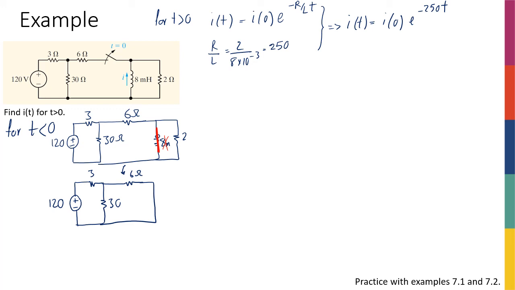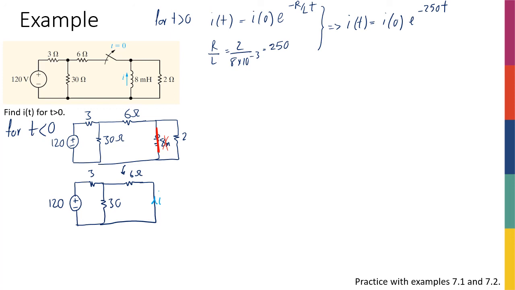Now, although I replaced my inductor with a short circuit, I know that the current of the inductor is here. So this is the I that I'm looking for, right? So how do I find the I? Well, the circuit cannot get simpler than this, right? It's basically a bunch of resistors that we know how to deal with.